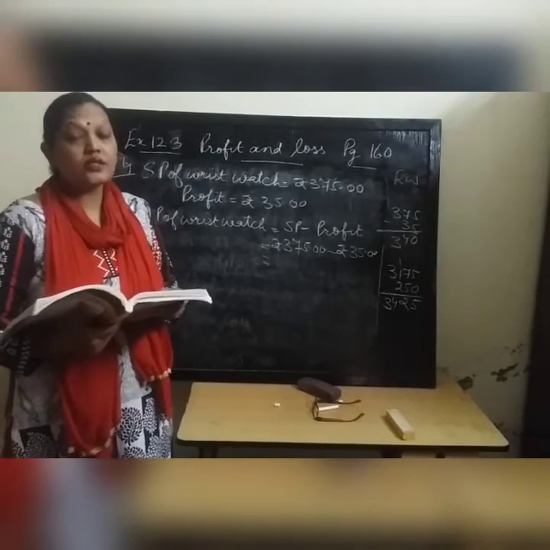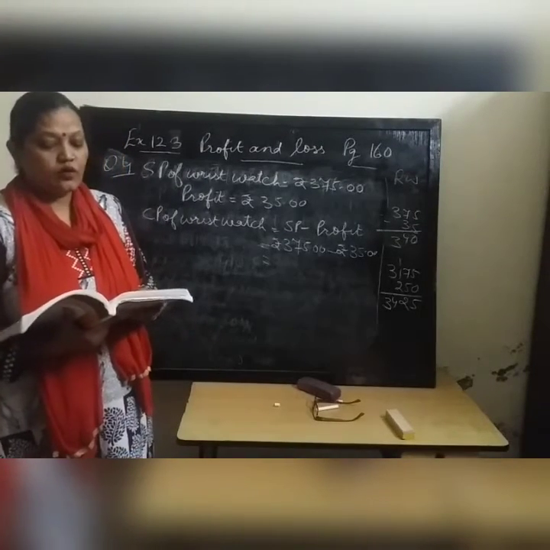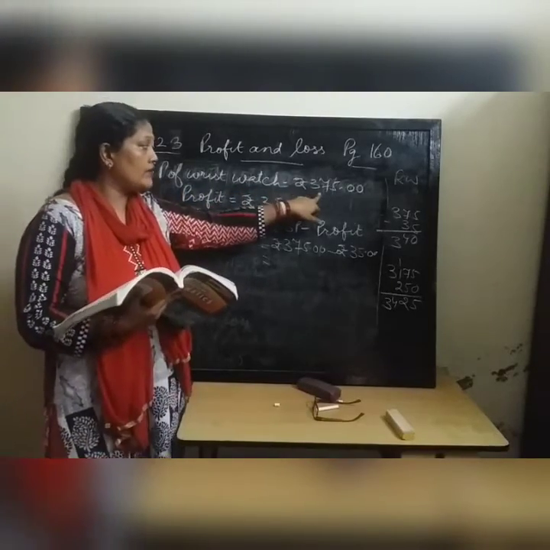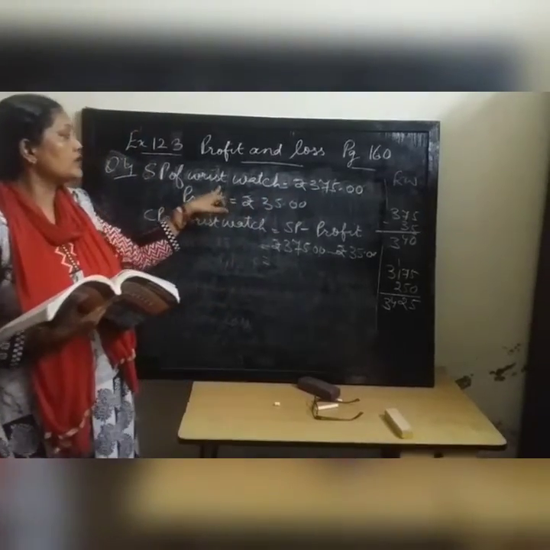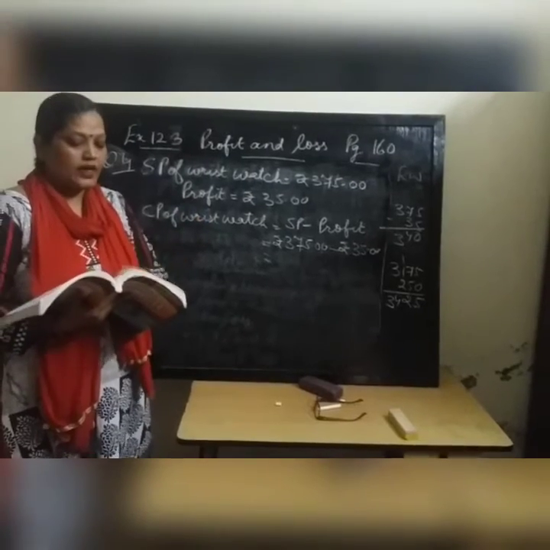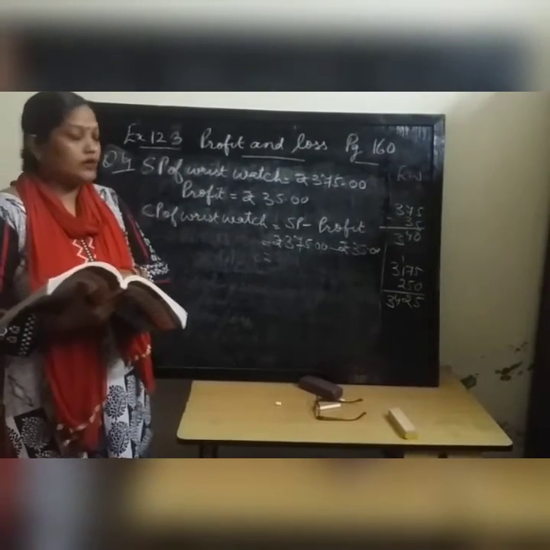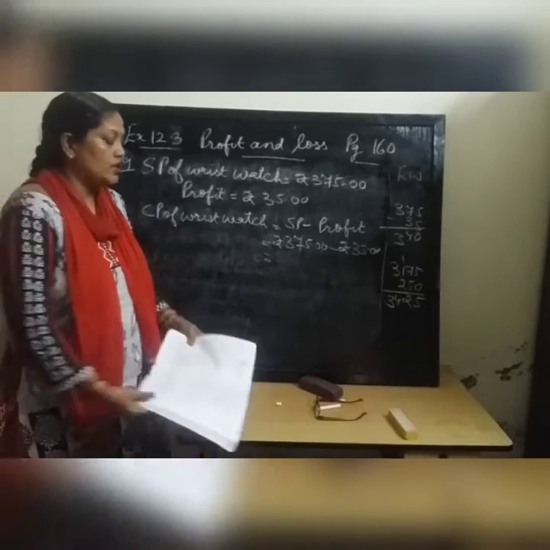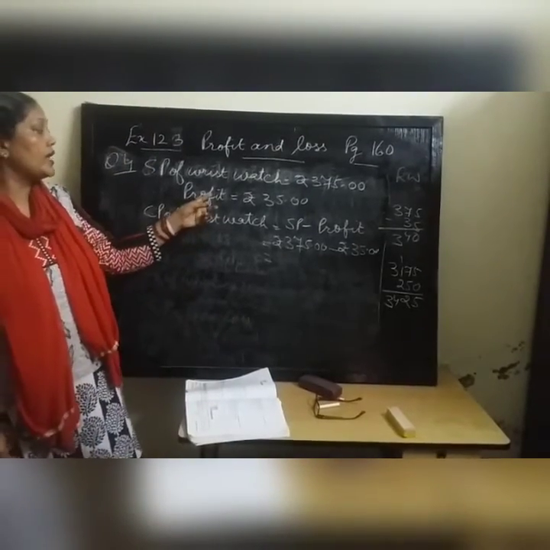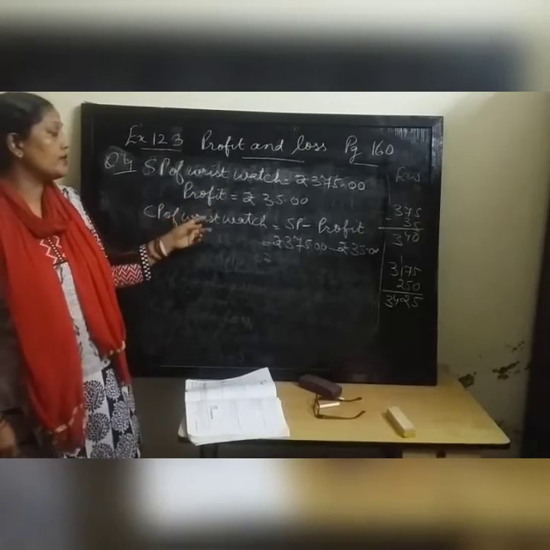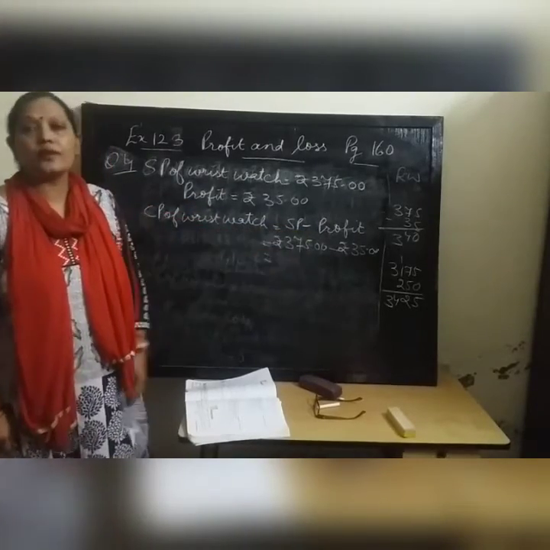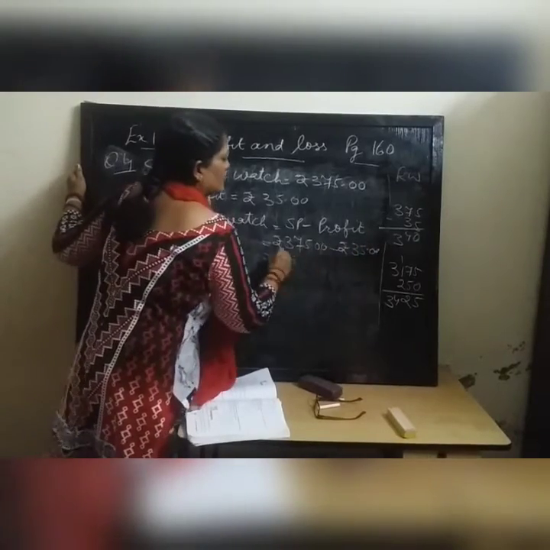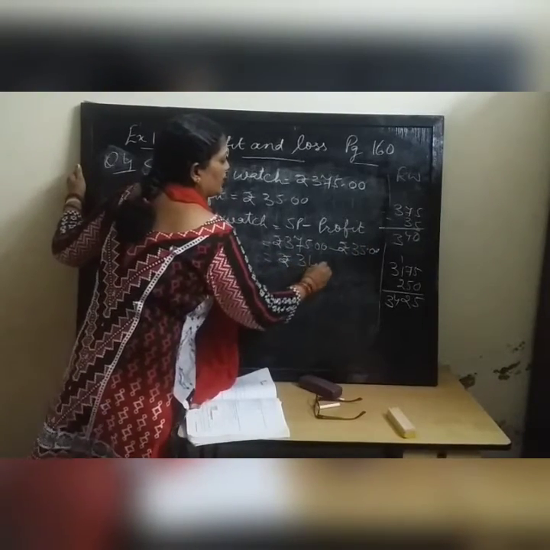A watchmaker sold a wristwatch for rupees 375. That means selling price of wristwatch is 375. Wristwatch, you know, the watch which we wear on our wrist. Then he earned a profit of 35. Find the cost price of wristwatch. That means cost price will be more or less? There is a profit. Cost price is less. For less we have to subtract. 375 minus 35. That is rupees 340.